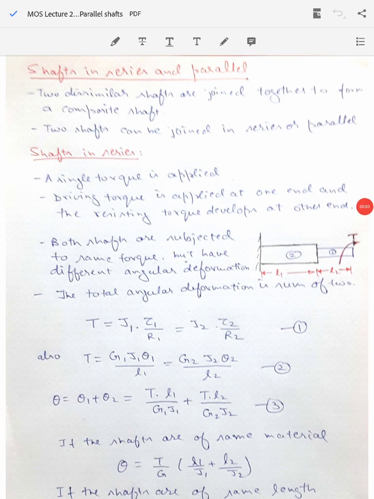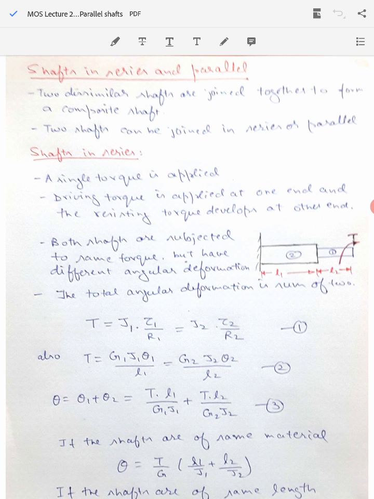Hello students, in today's lecture we will continue our discussion on the torsion of the shaft, but we will take the specific case of the shafts which are in series or in parallel. Two dissimilar shafts which are made up of different material can be joined together to form a composite shaft, and these shafts which are joined together can be in series or in parallel. Now to analyze these shafts, let's start by considering first the shafts in series.